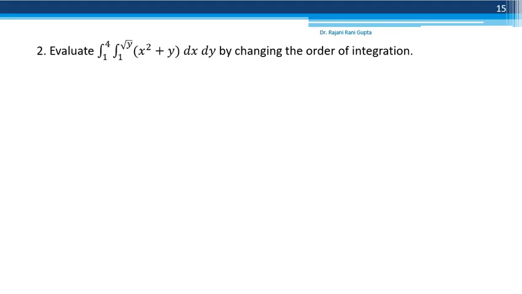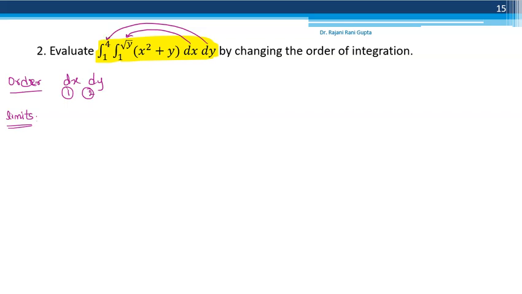Hello everyone. In this video, we will see another example of solving a double integral by changing the order of integration. So this is your integral. In the current integral, the order of integration is dx dy, which means first you are integrating with respect to x and then with respect to y. These are the limits for x, these are for y.